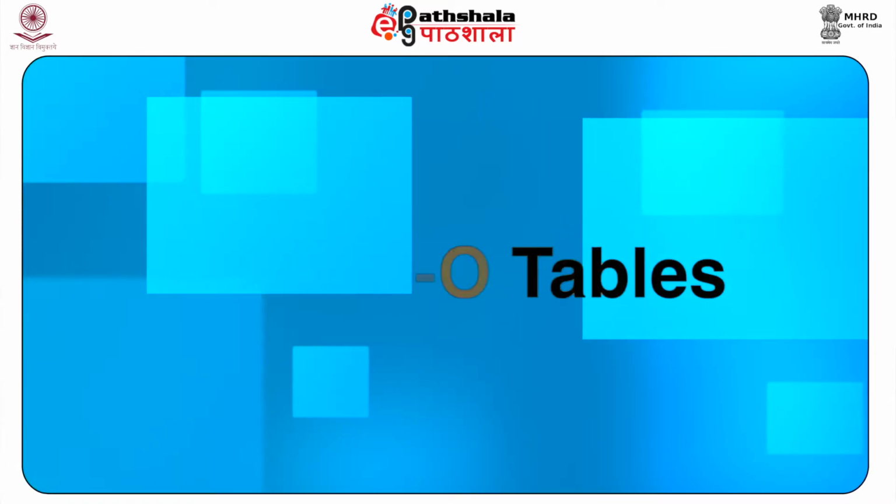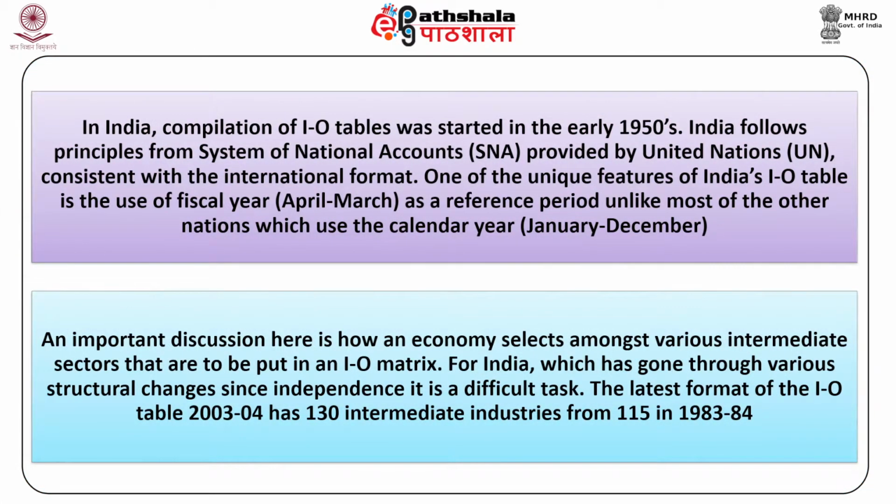Indian IO tables. In India, compilation of IO tables was started in early 1950s. India follows principles from System of National Accounts, that is SNA, provided by United Nations, consistent with international format. One of the unique features of India's IO table is the use of fiscal year, that is April to March, as a reference period, unlike most of the other nations which use the calendar year, that is January to December.